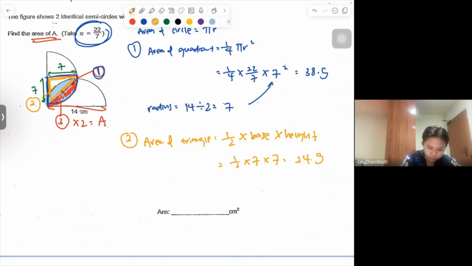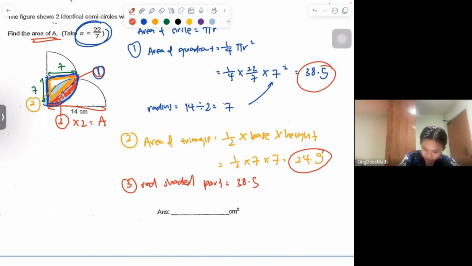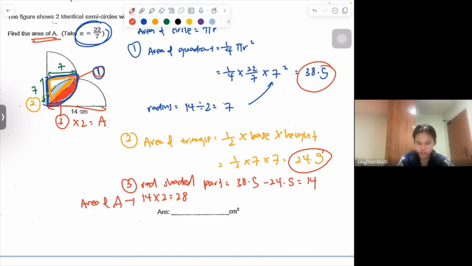Now if you take the blue part minus the orange part, you get the red shaded part. So the red shaded part is just the blue part, 38.5, minus the orange part, 24.5. That should give you 14. Now in order to find A, you just take the red shaded part times 2. So 14 times 2, you get 28. So area of A is 28 cm squared.